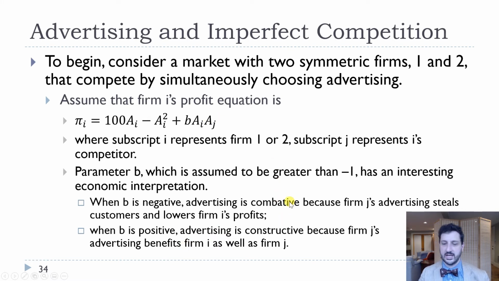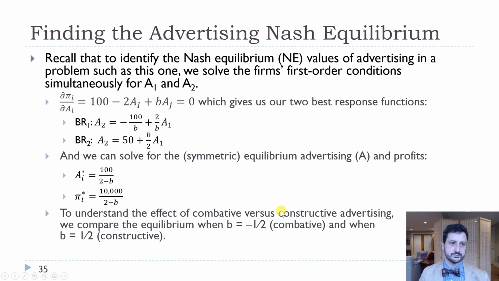And so we're going to look at a couple examples. To solve this, we're just going to take the derivative with respect to A_i. We get 100 minus 2A_i plus B A_j equals 0. Then we can solve that for the 2 best response functions. We'll solve both in terms of A2 so that we can graph them on the same graph. So we get A2 equals minus 100 over B plus 2 over B times A1 for the best response function for firm 1. And for the best response function for firm 2, we get A2 equals 50 plus B over 2 A1.